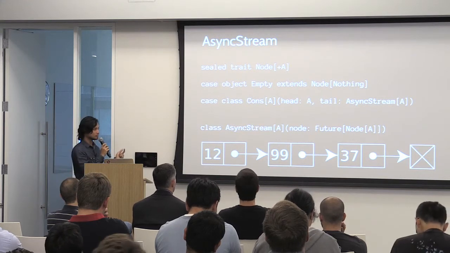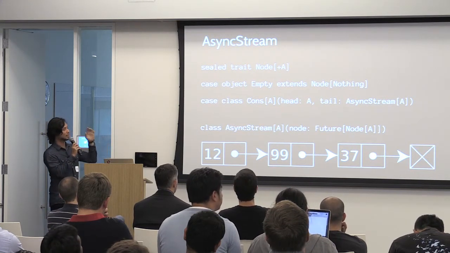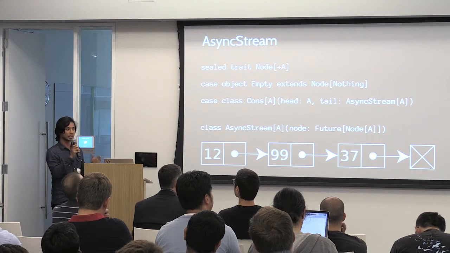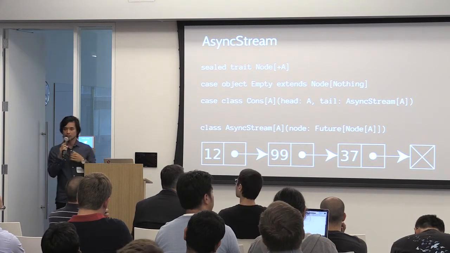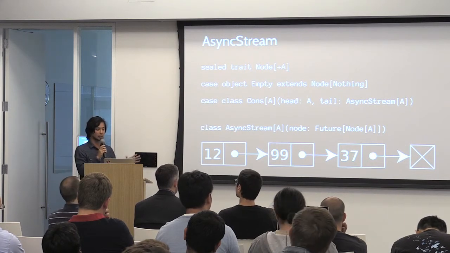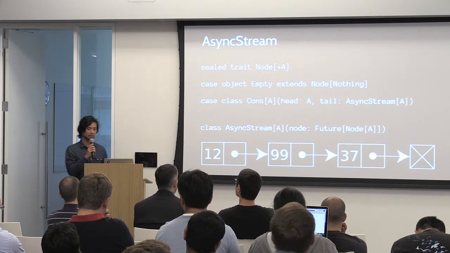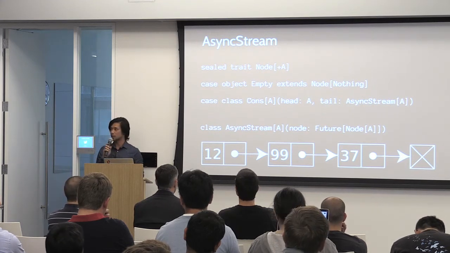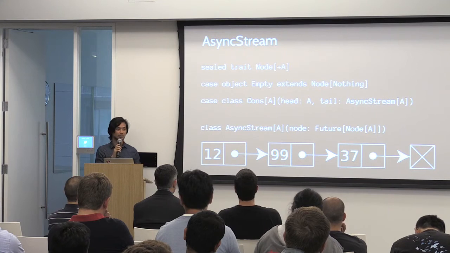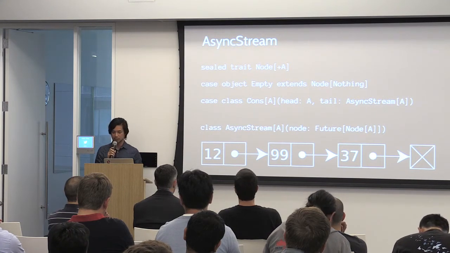So the Node type is actually hidden, and AsyncStream is the public interface. You don't have to think about Node at all, but that's how it's implemented, the internals of it.